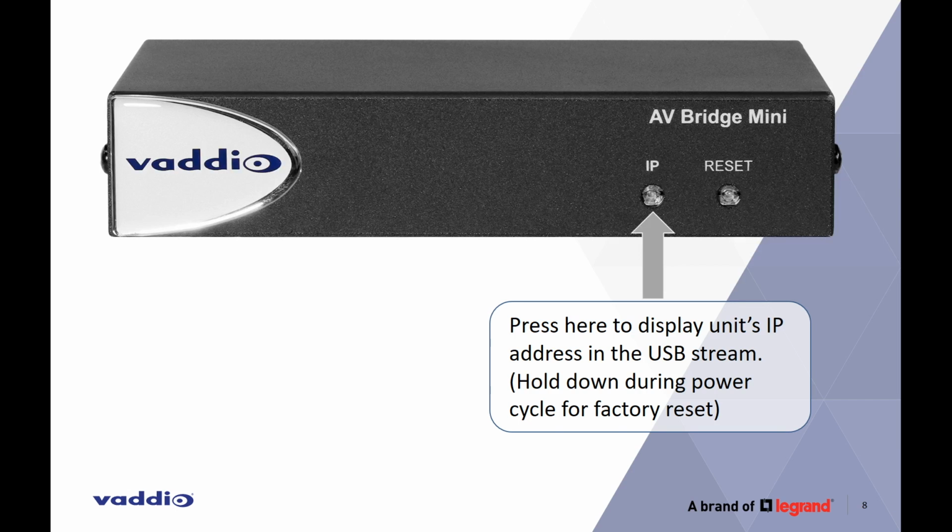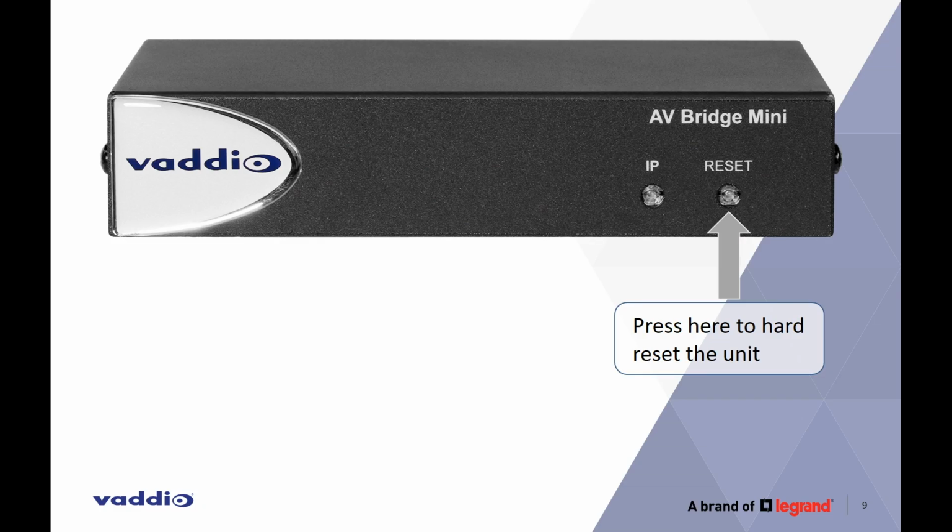And then also you have the ability to hold it down during power cycle if you want to do a factory reset. The reset button on the front is a way to give that unit a hard reset without having to go to the web interface to give it a reboot or to run around to the back of the rack and yank power. So that's what that button is available for, in case you want to give it a reset for anything.